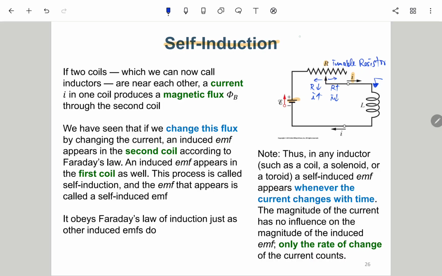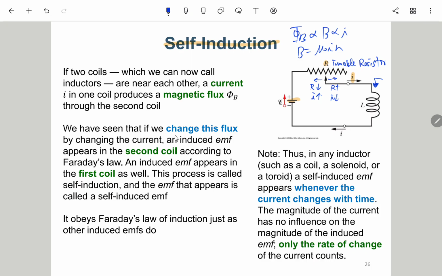the flux is proportional to the B field it generates, and the B field is mu 0 I n for the solenoid. So this B is also proportional to the current. So if we can adjust the current, we can actually adjust the flux itself.